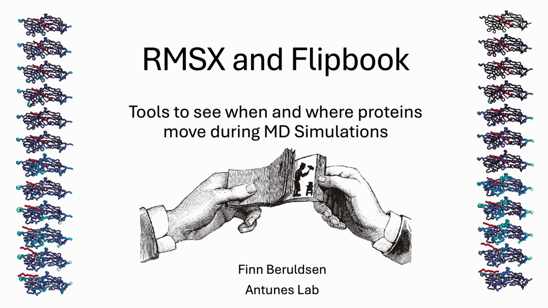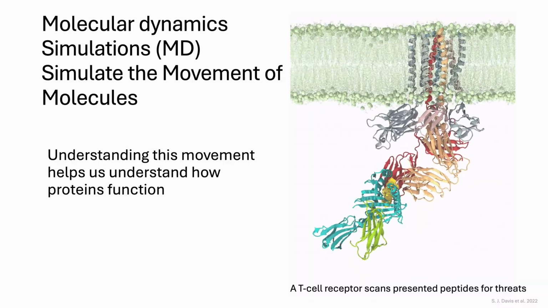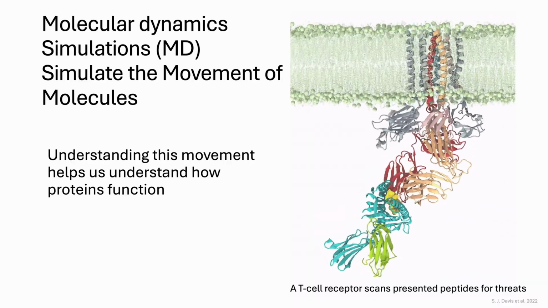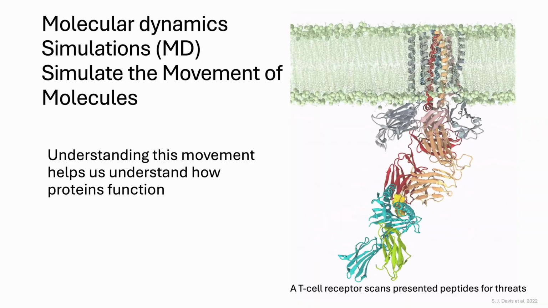Today I'll be discussing RMSX and Flipbook, which are tools that let you see when and where proteins move during MD simulations. Let's take a look at an MD you may run into in the wild. So, the way MD simulations work is you start with a static picture, just like a PDB, of where all the atoms are in space.